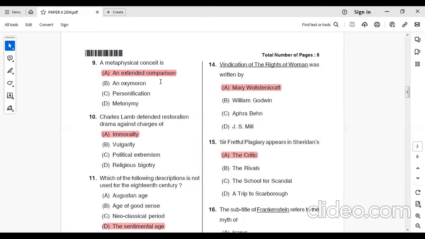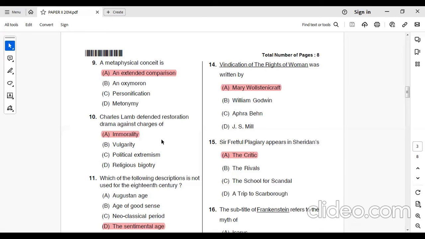This is one answer. Now, what is oxymoron? Oxymoron is a figure of speech which combines contradictory words with opposing meanings. For example, old news, we can say organized chaos. So the contradictory words we find. Then personification, very simple, when we attribute human characteristics to something which is not human. Then metonymy is a figure of speech in which the name of an object or concept is replaced with a word which is closely related to or suggested by the original. For example, crown. So crown here refers to king. So that is the metonymy. So metaphysical conceit means an extended comparison.